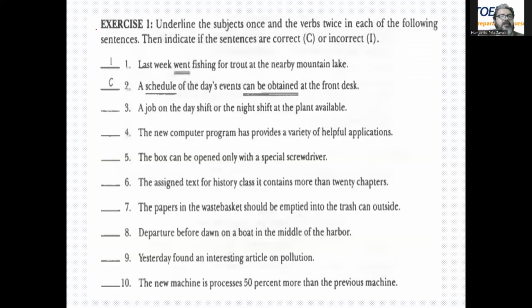Okay. So, if we work with exercise number 1, now we're going to underline the subject once and the verb twice. Finish the following sentence and indicate if the sentences are correct or incorrect. Look at the example. Last week, went fishing, right? That's the verb, for trout at the nearby mountain lake. So see that's incorrect because we're missing a subject, right? Somebody went fishing. We don't know who.